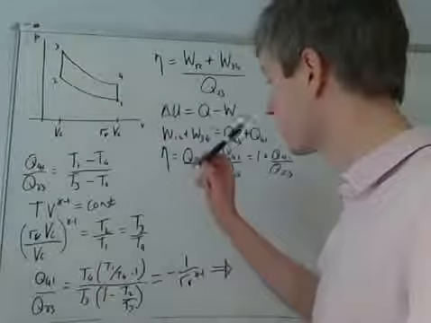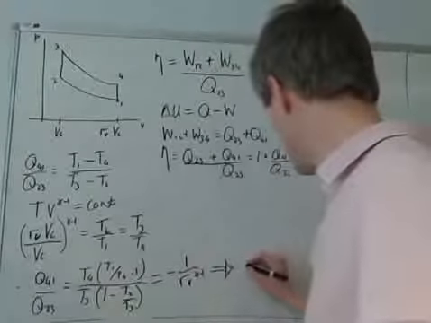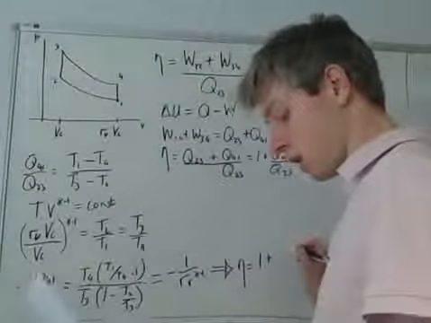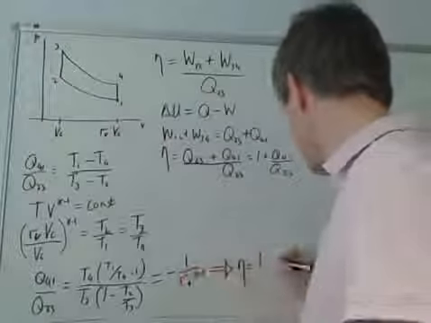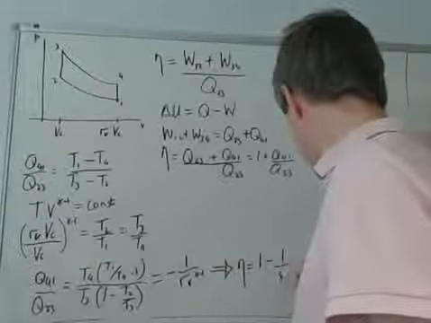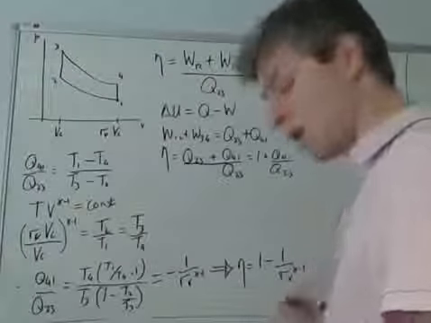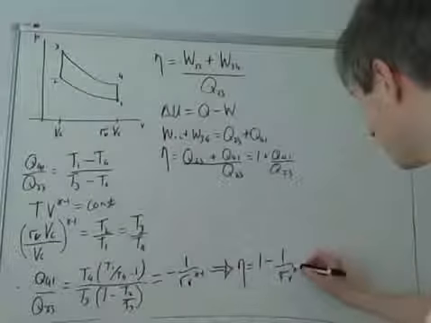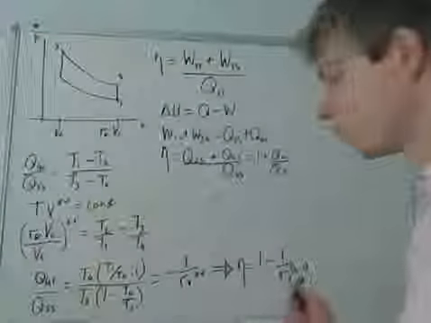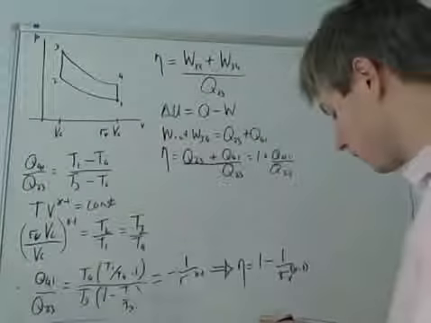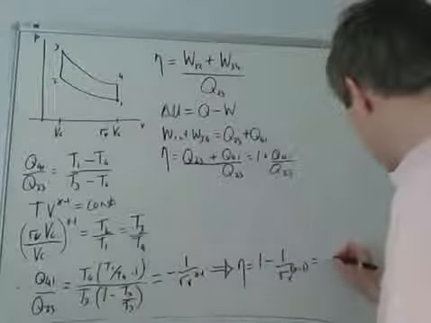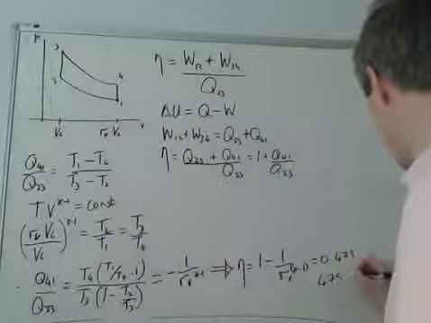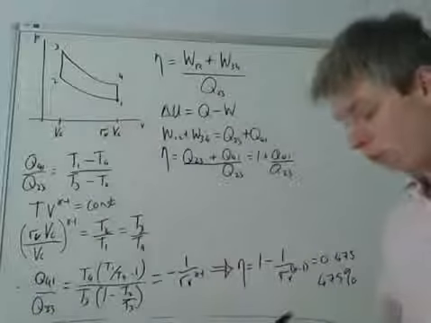what our efficiency is. If we look back to here, efficiency is equal to 1 plus, in fact it's going to be minus, so we have a minus sign here. If we put the numbers in, we know that the value of RV is 5, and for air gamma is 1.4, it's in your data book, the value we get is 0.475 or 47.5%. Okay.